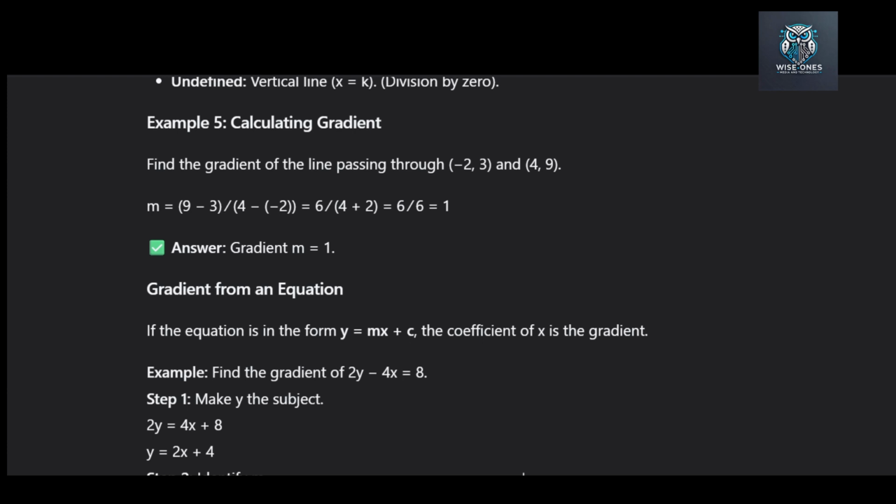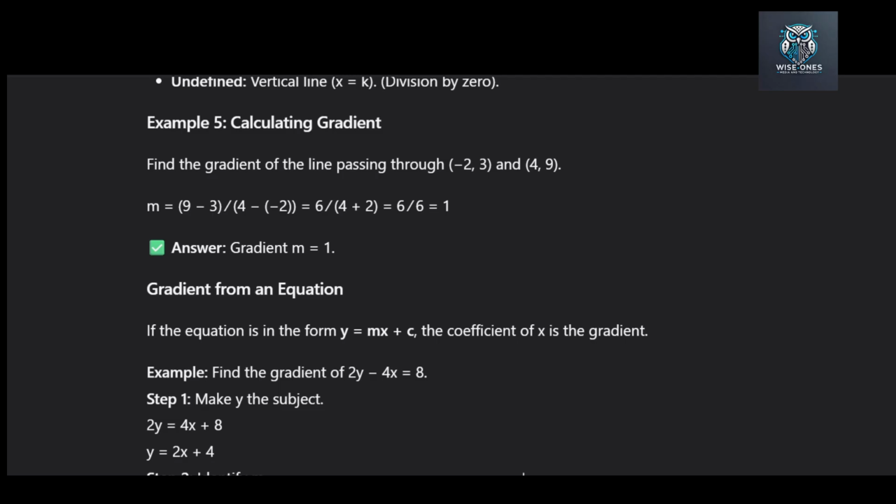Top: 9 minus 3 is 6. Bottom: 4 minus -2. Minus negative becomes plus. So 4 plus 2 is 6. So m equals 6 divided by 6. 6 divided by 6 is 1. The answer is gradient m equals 1. Simple calculation. Just watch the signs.